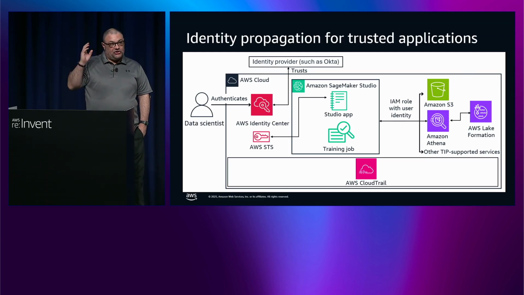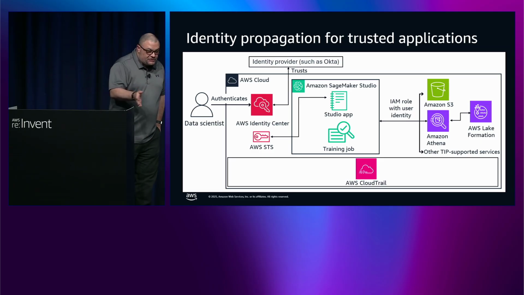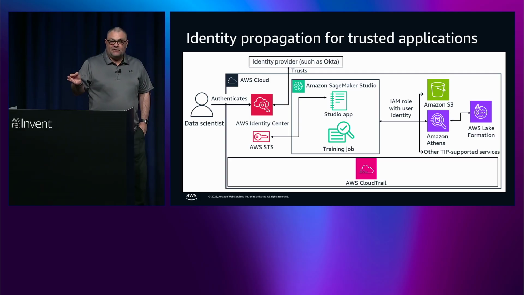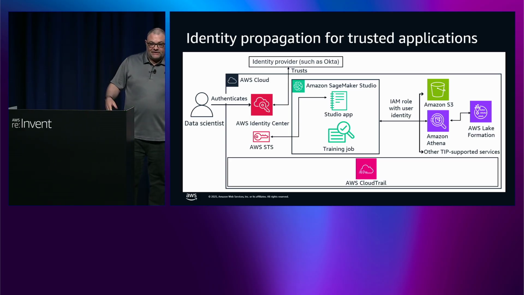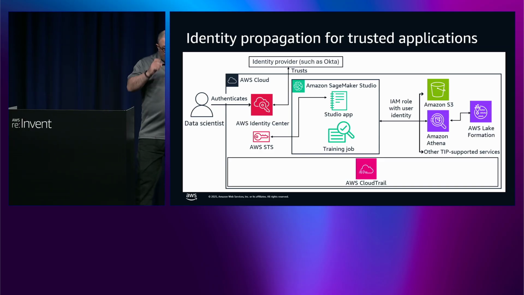Now what it does in a nutshell is it allows AWS services to securely pass a user's actual identity from Identity Center, machine learning user, data scientist, right, across service boundaries rather than solely relying on IAM roles.